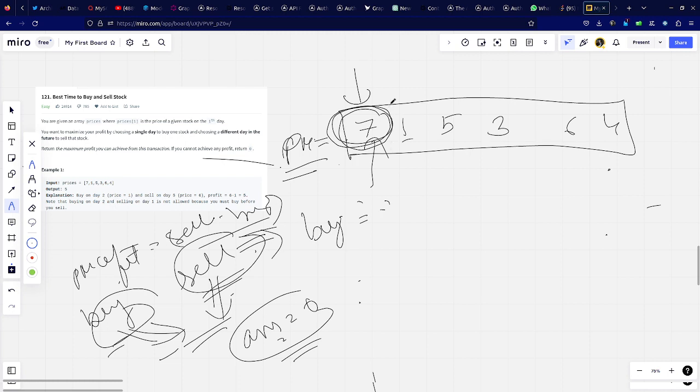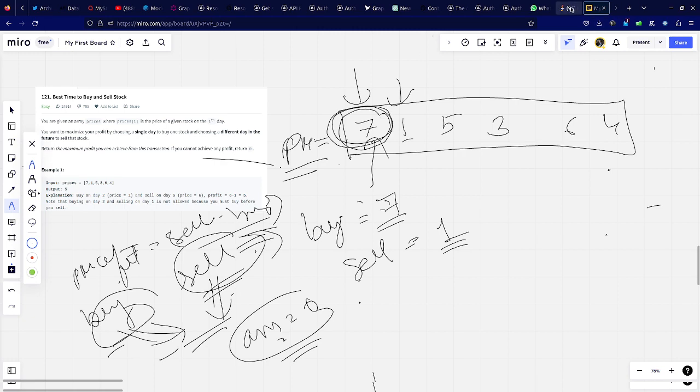Let us first assume that there is only one element in this array. If you assume that there is only one element in this array, then you can buy only at that particular index, right? So buy is 7. Now sell, you initialize it to the second index, which is 1, because you cannot initialize sell to the same index, because buy and sell have to be on different days.